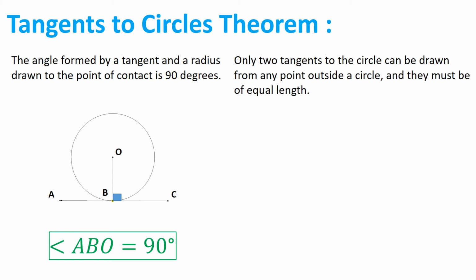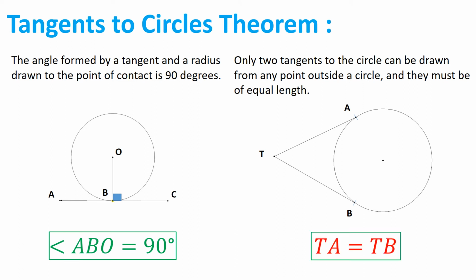Only two tangents to the circle can be drawn from any point outside a circle, and they must be of equal length. TA equal TB.